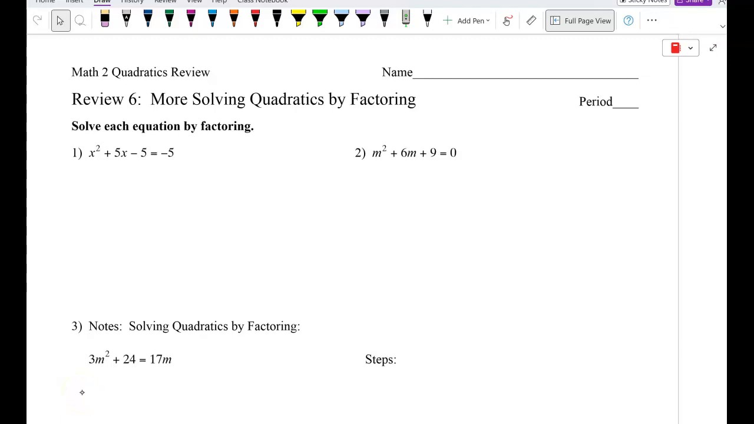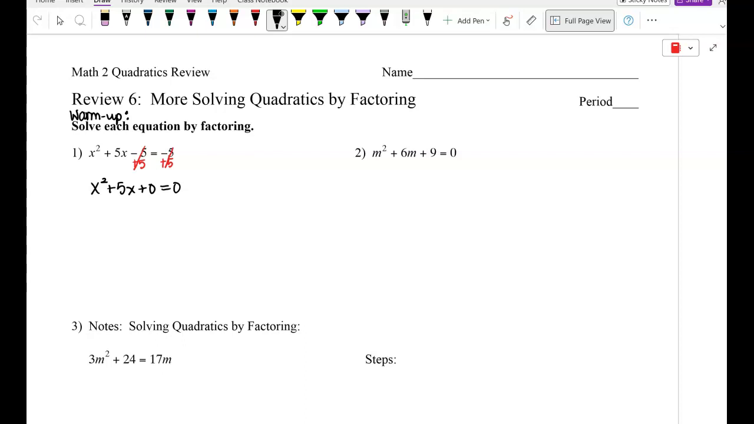All right, so you have two warm-up questions here. I did forget to mark them as the warm-up, but they are: solve each equation by factoring. The first step, we said that we have to have it in standard form with one side equal to 0. So this first one, x squared plus 5x minus 5 equals minus 5. I have to add that 5 to both sides, which happens to cancel out on both sides. So x squared plus 5x plus 0 equals 0.